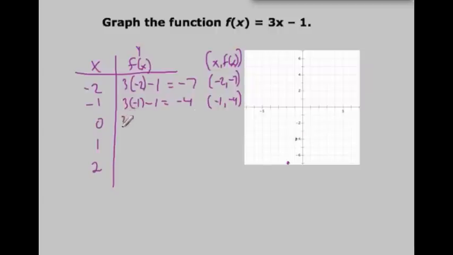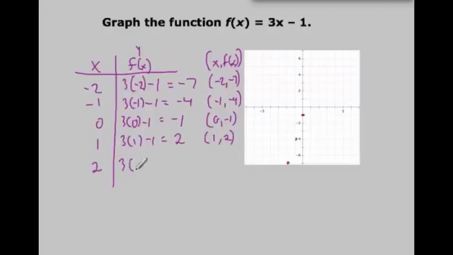When I plug in 0, I get 3 times 0 is 0, minus 1 is -1. So 0, -1. And then we'll just figure these last two out and plug them in a second. So I still write my rule down, then I plug in the 1. That's 3 minus 1 is 2. My ordered pair would be 1, 2.